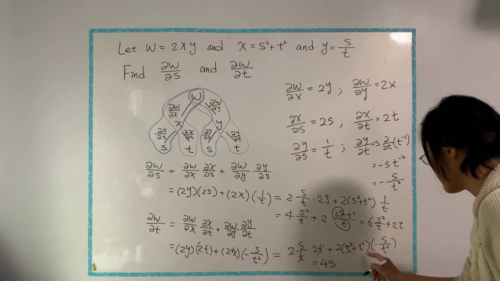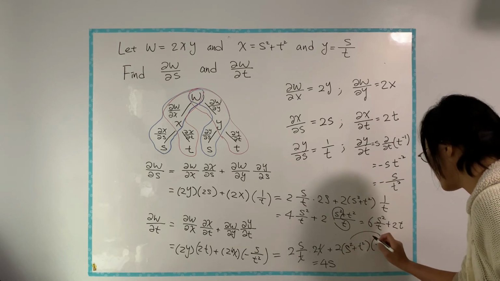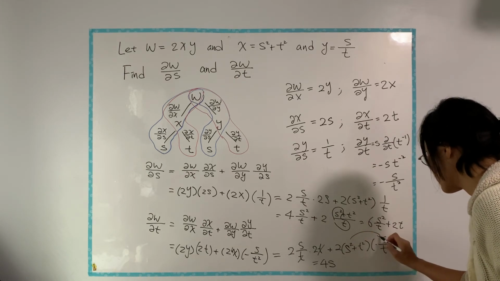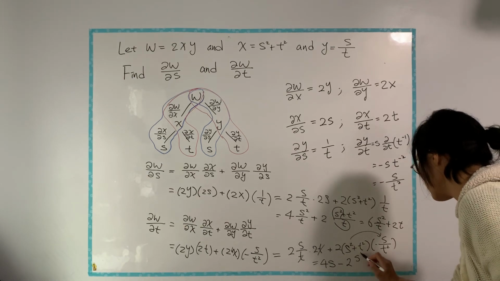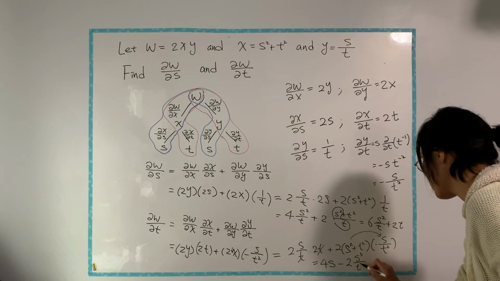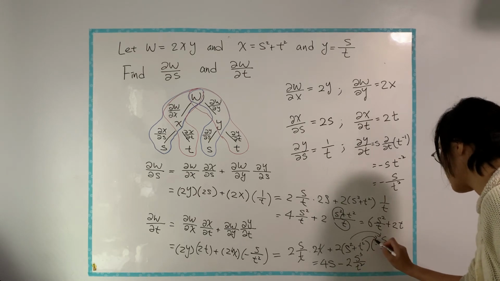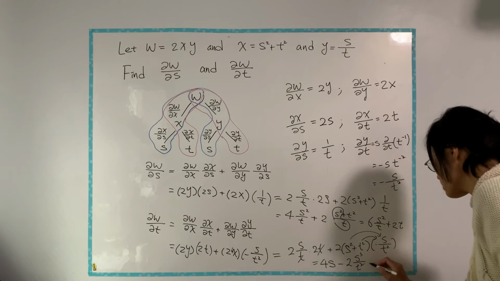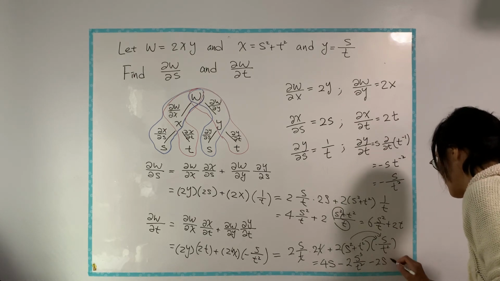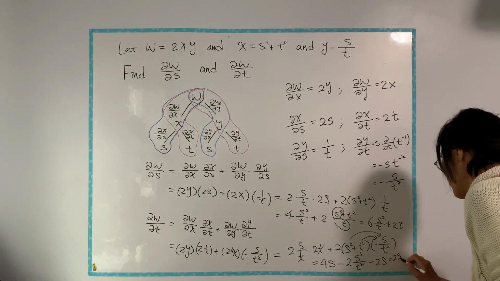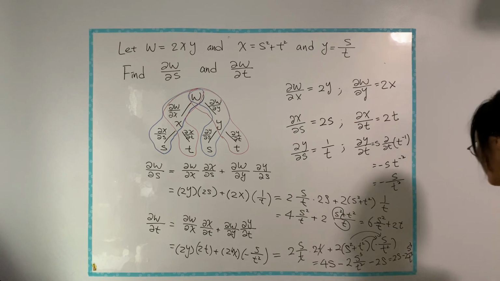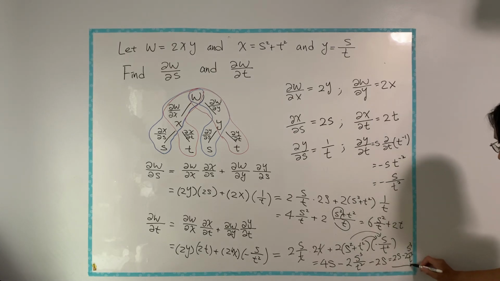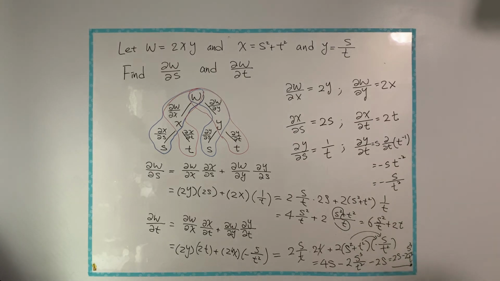Okay, and then I do s squared times this, so that's minus 2s cubed over t squared. And I do t squared times that, t squared and t squared they cancel, so minus 2s. So in the end, I have 2s minus 2s cubed over t squared. Okay, so this is what we have for dw dt.